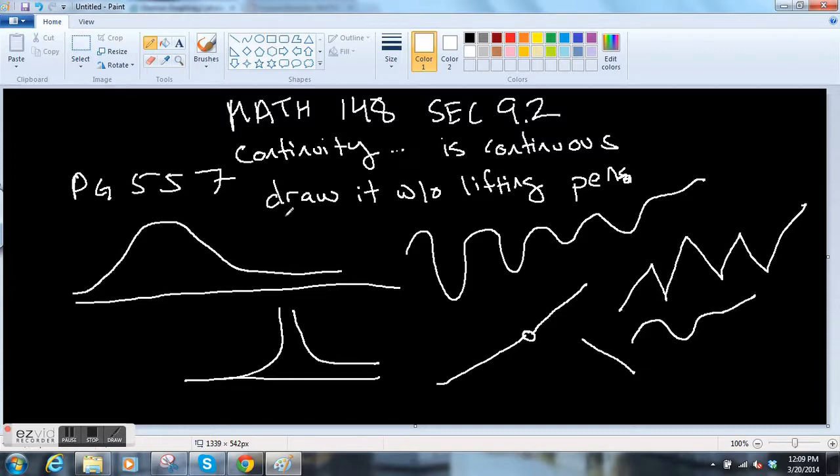So this is the basic definition of continuity. Can you draw the function without lifting your pencil or pen from the paper? But now we have to be all mathy and fancy. So here's the math definition, just in case you thought we couldn't possibly confuse that issue.